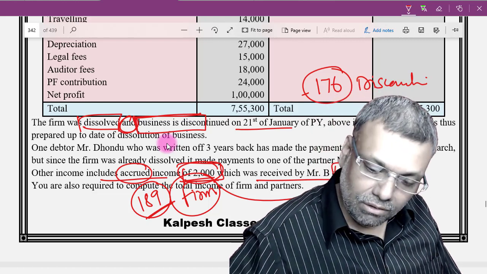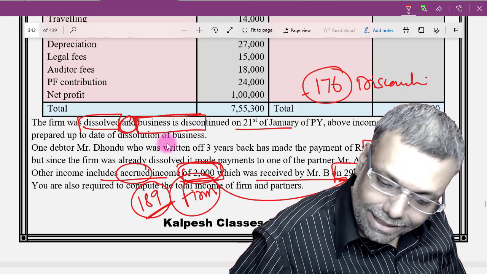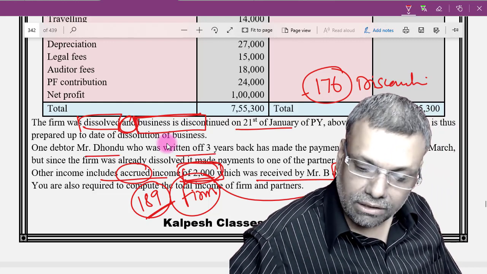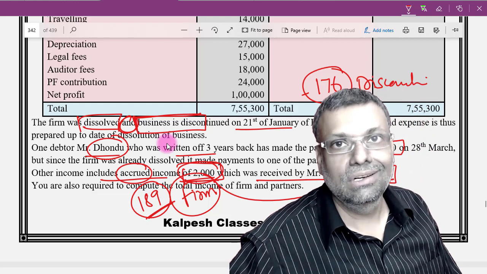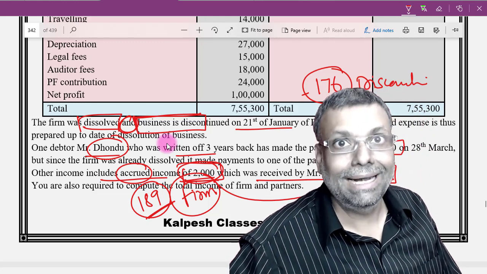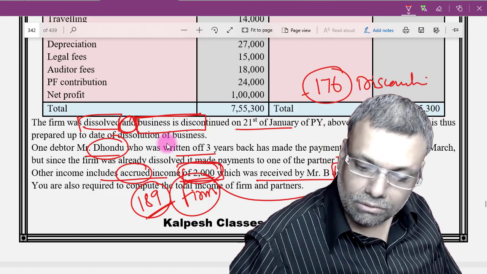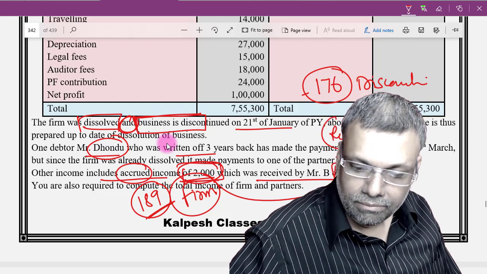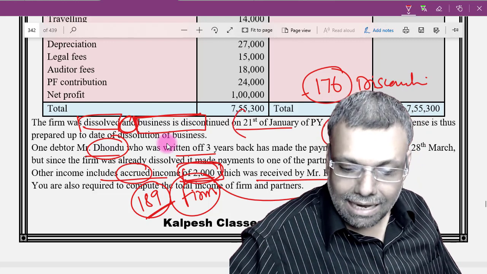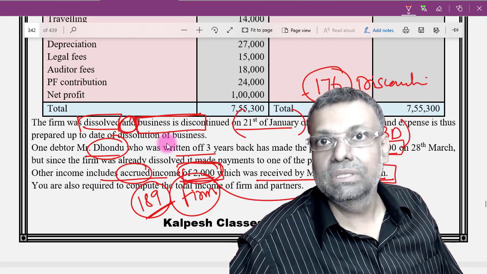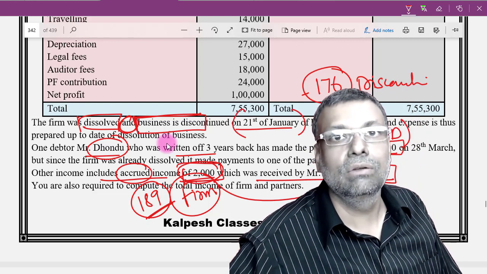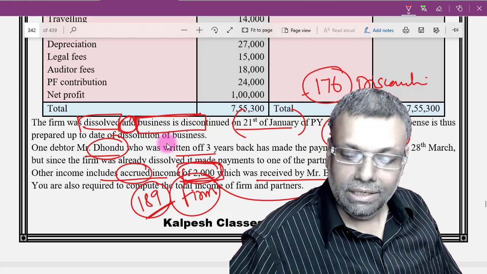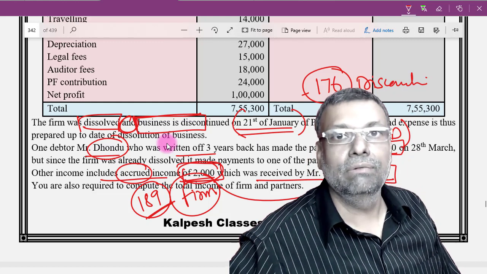So in this particular case, this was a bad debt. Listen very carefully. Mr. Dhondu was written off. That means this gentleman was a debtor of the firm and it was written off. So the bad debt was written off, and 12,600 is the recovery of the bad debt. Okay. Now the recovery of the bad debt is after 21st of January. That means the actual accrual of this particular money takes place only when the recovery happens. So it is not taxable up to 21st of January.